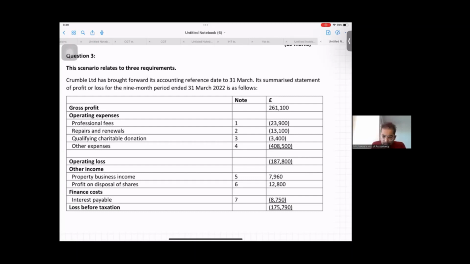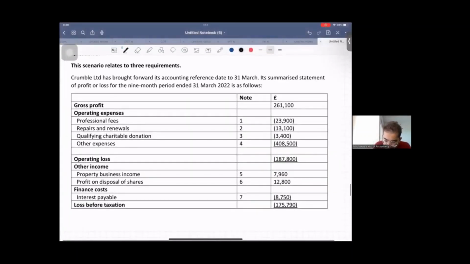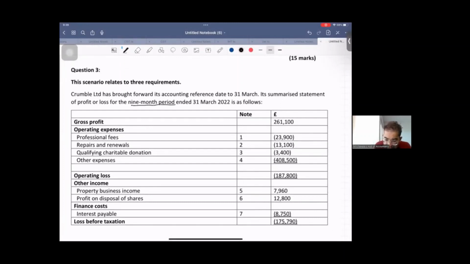Crumble Limited has brought forward its accounting reference date to 31st March. Its summarized statement of profit and loss is for the 9 months. Look here, for the 9 months. That means this period is a 9-month period ending on 31st March, so it must be starting on 1st July. So this is your period: 1st July 21 to 31st March 22.